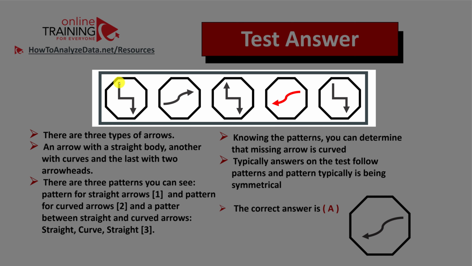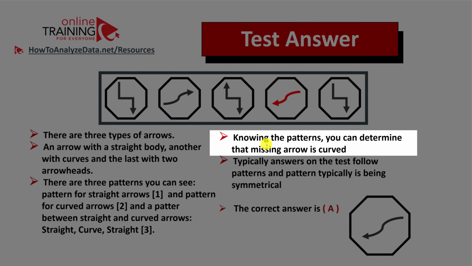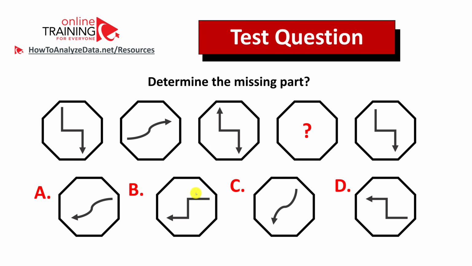And then you also see the pattern of straight arrows going down in the first and in the fifth shape. Now, knowing the patterns, you can determine that the missing arrow is curved. But as you can see, there are at least two curved arrows. And typically the pattern on the test is symmetry.